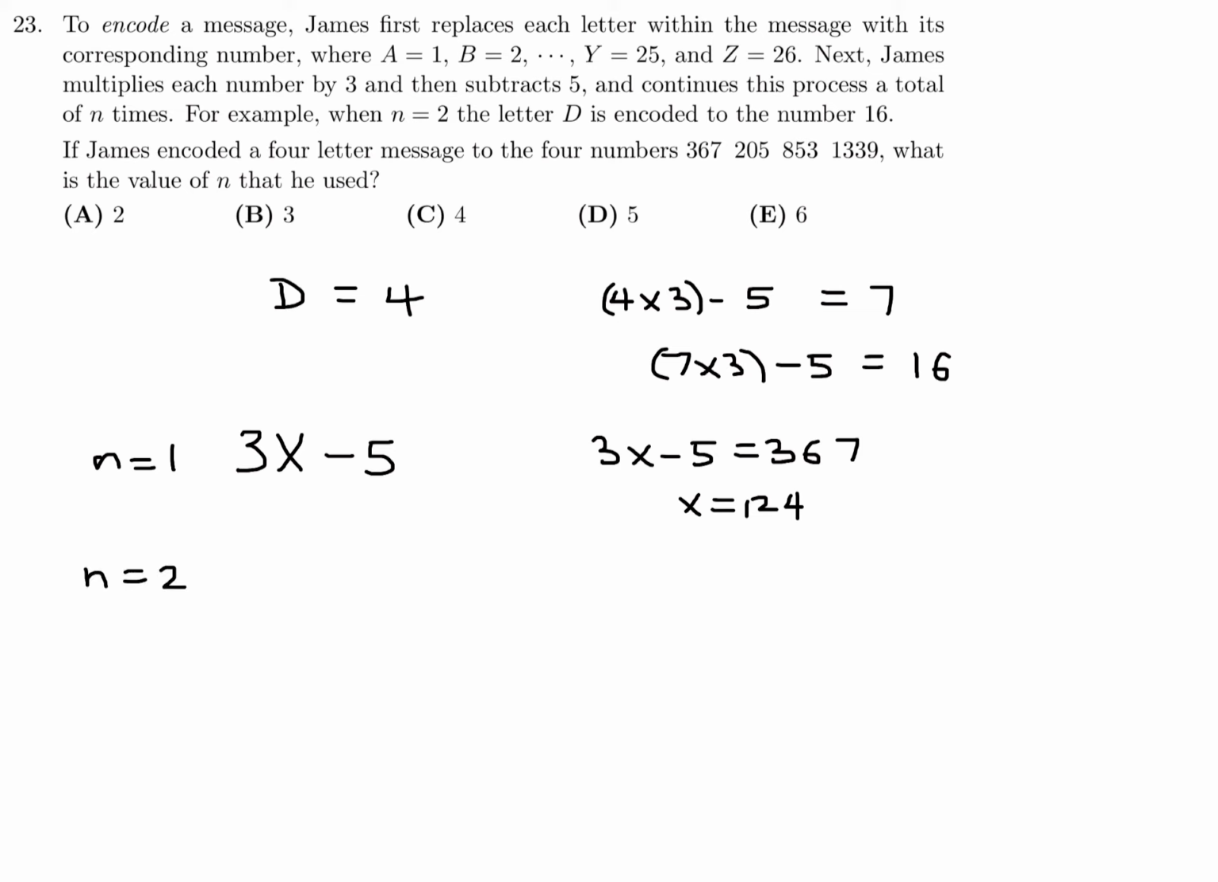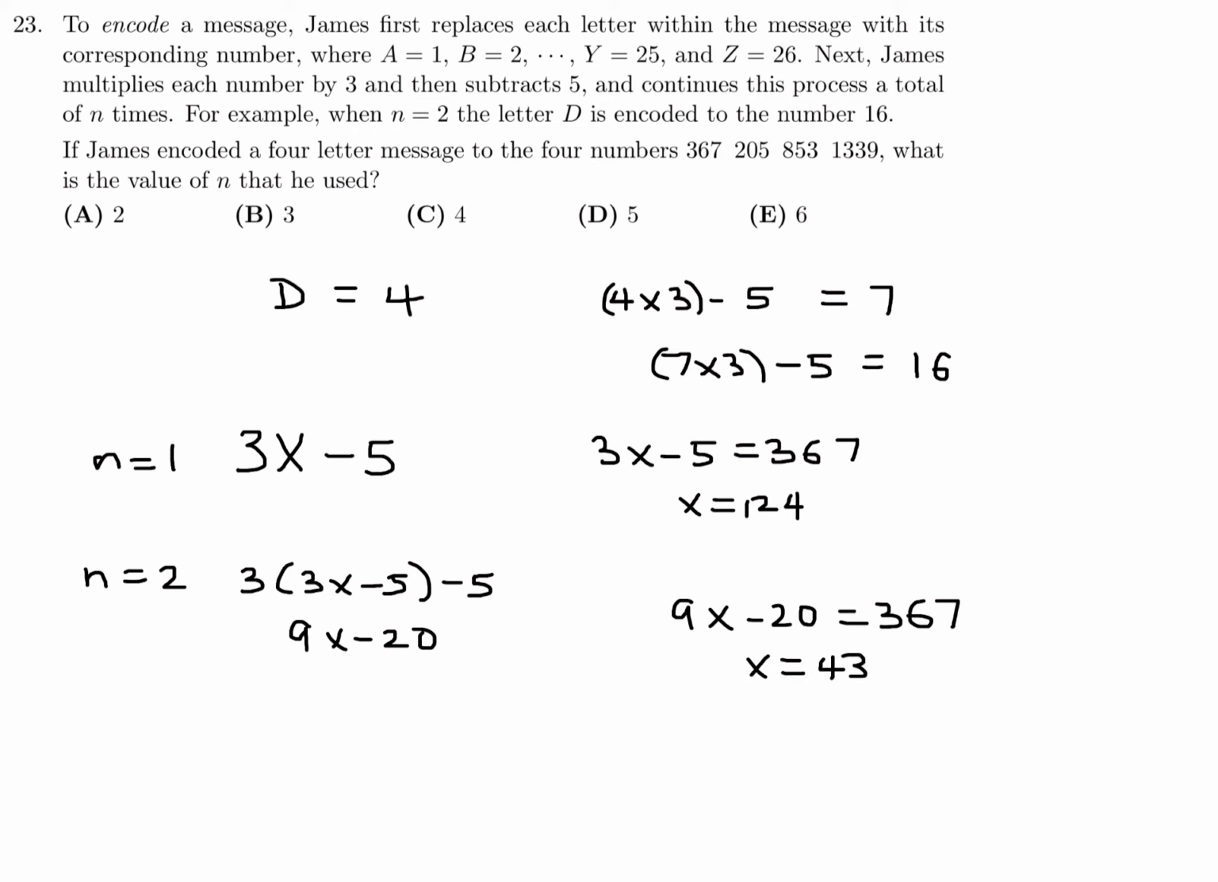Now, let's try n equals 2. That means you take this number, multiply by 3, and then subtract 5. And when you do this math, you get 9x minus 20. Okay, well, if 9x minus 20 can equal 367, this will work. Let's see. 9x minus 20 equal to 367. When you solve this, you get x equal to 43. Again, that's not possible because the largest value is 26. So we can eliminate that.